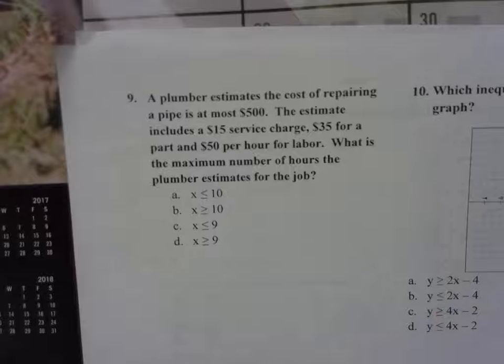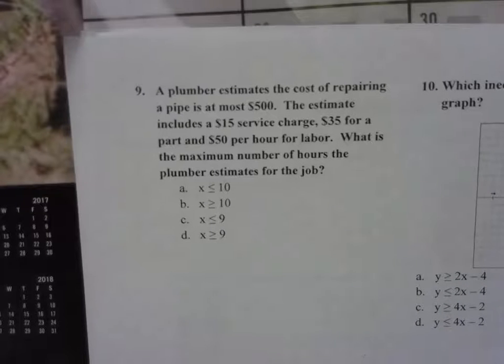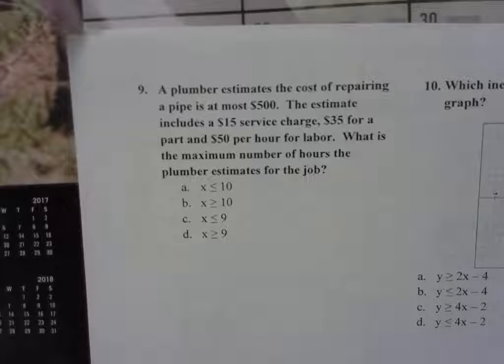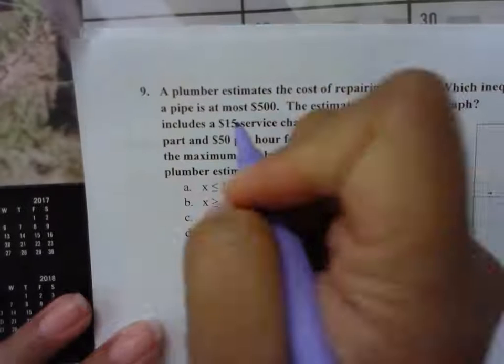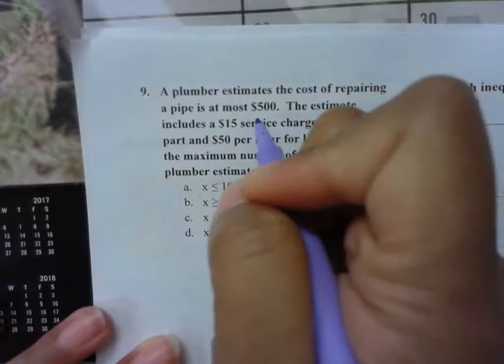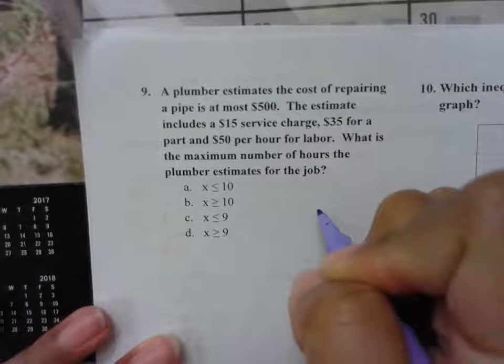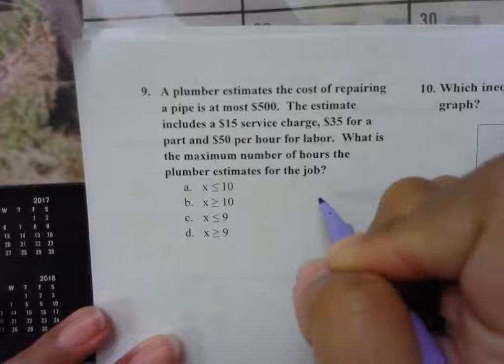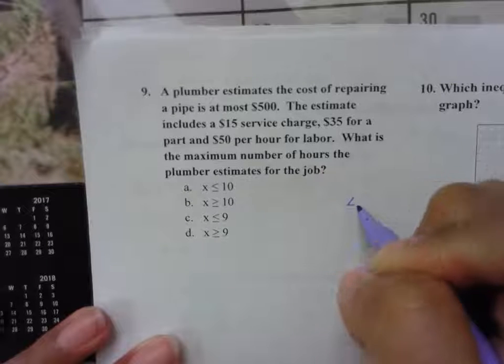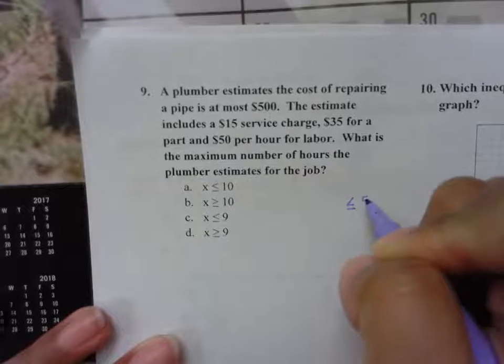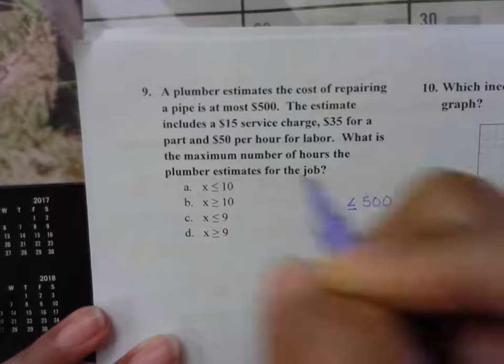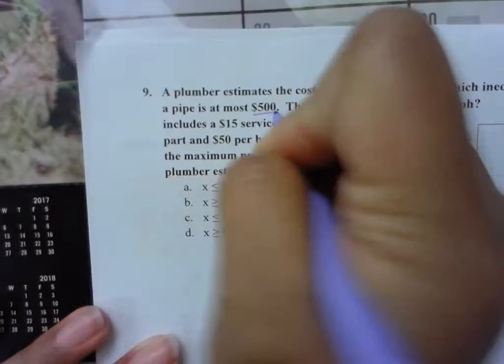So number 9, same concept as the previous question with the cups and the plates, however, it just involves one more step. So it says the most the plumber will charge is $500. So not $515, $485 possibly, but no more than $500. So we know that it has to be less than or equal to $500, making sure we use that part of the problem.